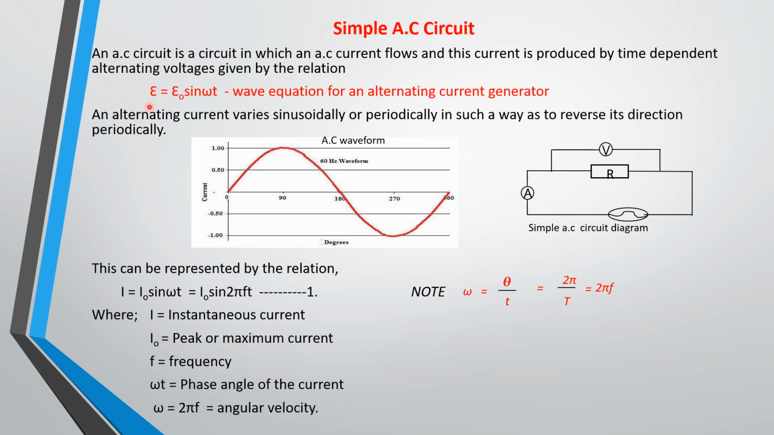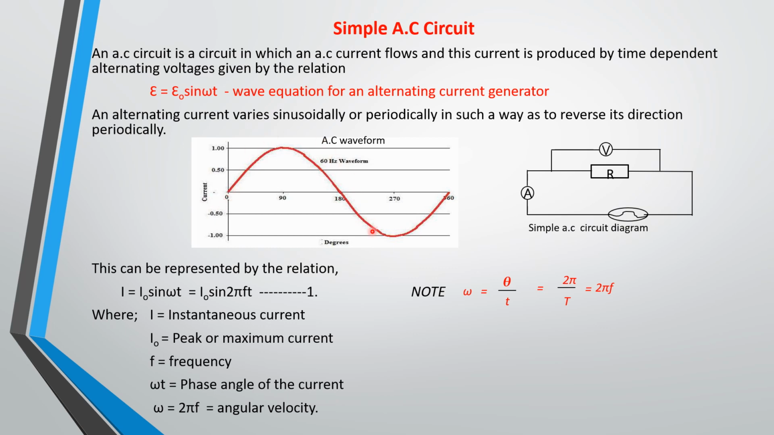So this is a simple AC circuit, and for alternating voltage, the EMF of the current generator is given by this wave equation. Now, also for alternating current, this wave equation can be related to alternating current. Is that okay? So the alternating current varies sinusoidally or periodically in such a way as to reverse its direction periodically. What that simply means is that, this is the graph of an alternating current, right? So the current moves and it gets to this point, and then it reverses back like that, and that is how it continues down.